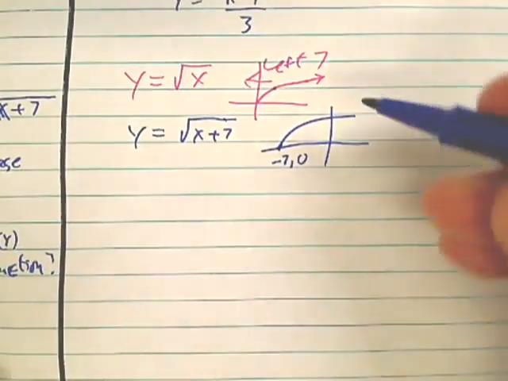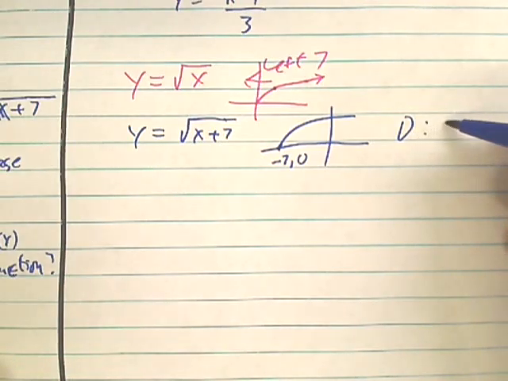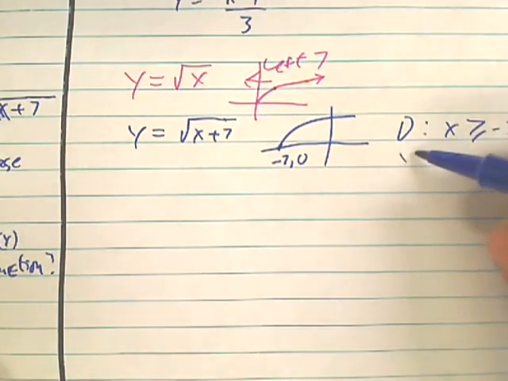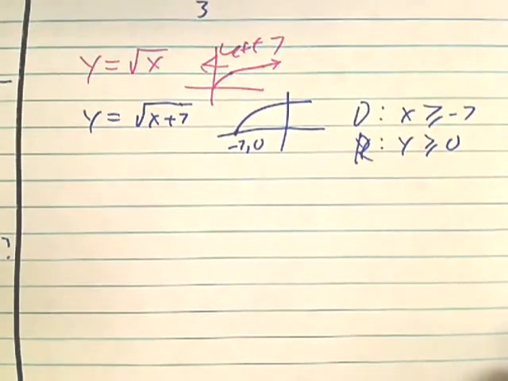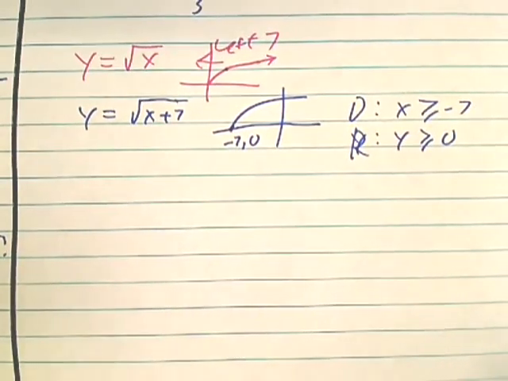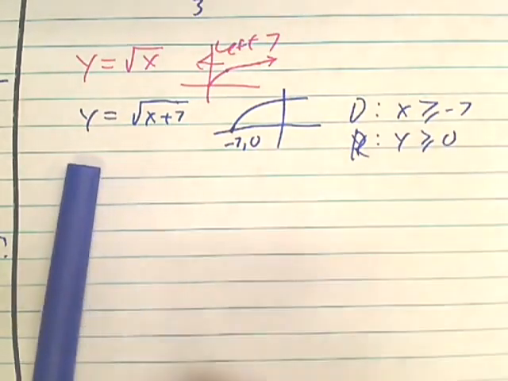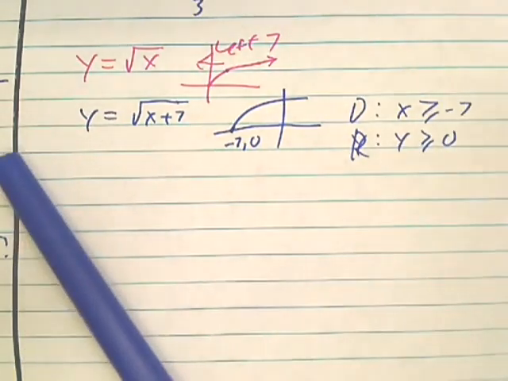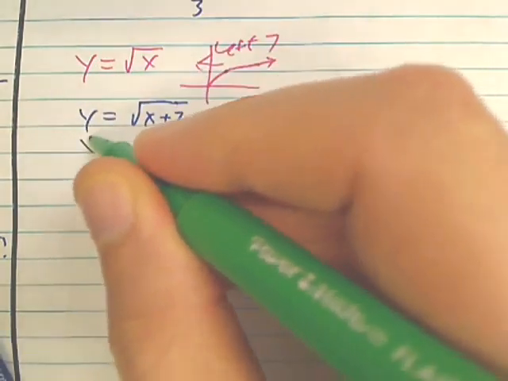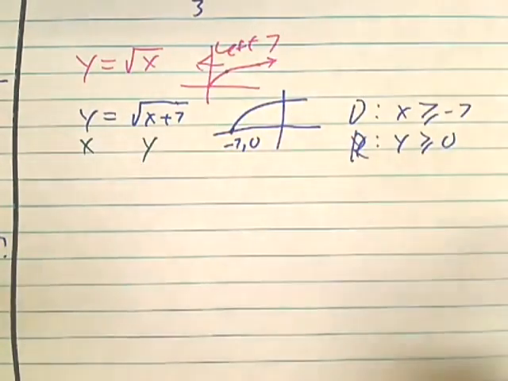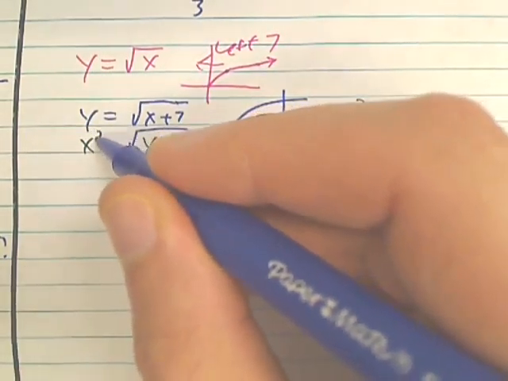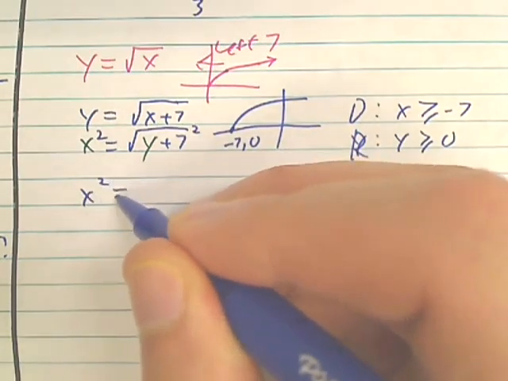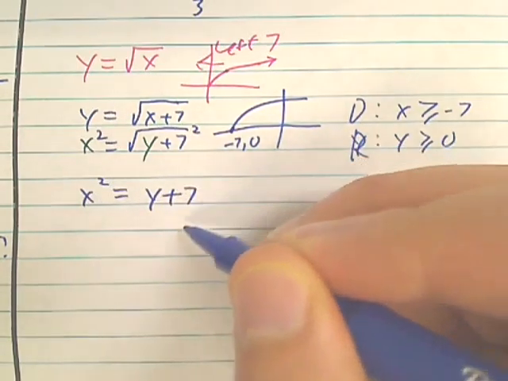So of our original function, the domain is x is greater than or equal to negative 7. The range is y is greater than or equal to 0. Okay, let's solve for the inverse. Switch them around. I'm all fancy with my colors here. So square both sides. So you get x squared is equal to y plus 7. Subtract 7.